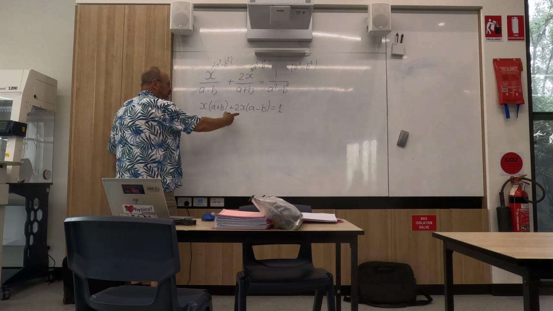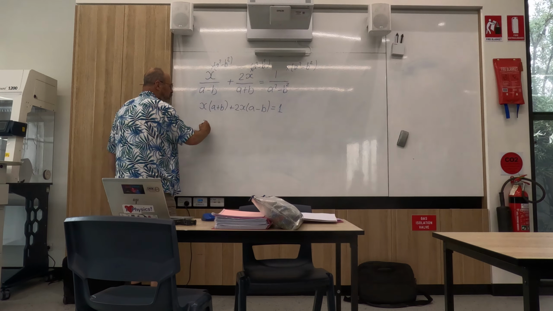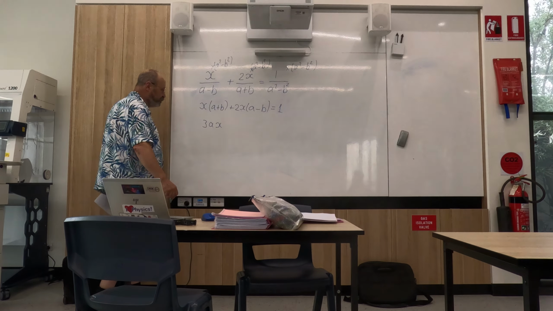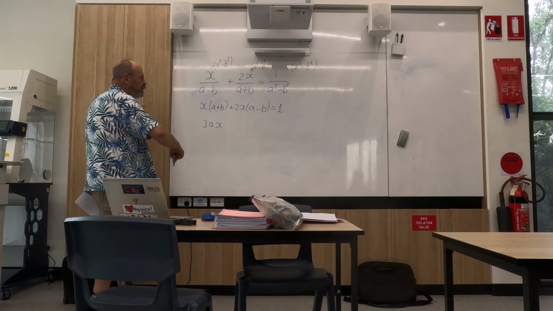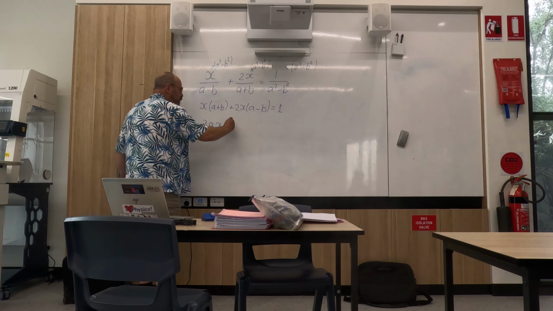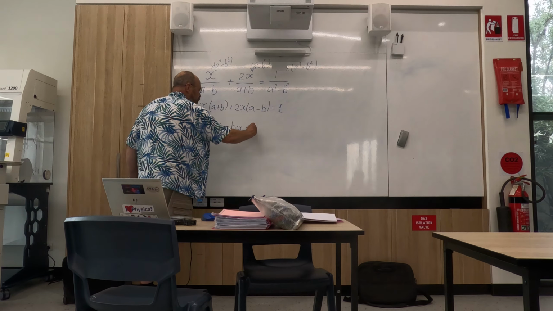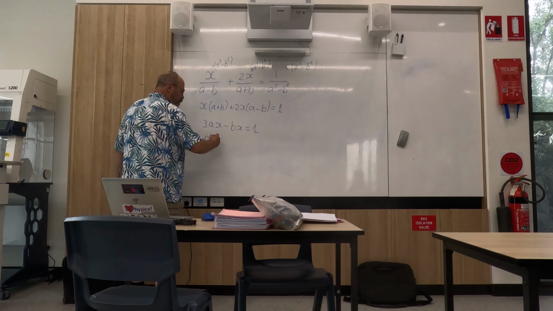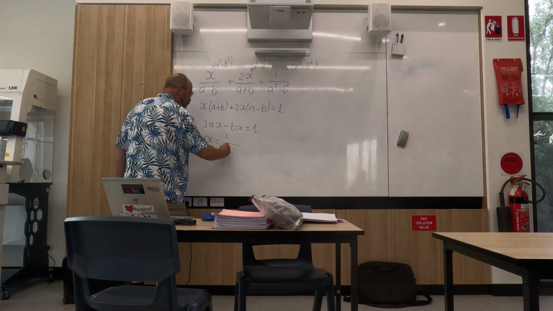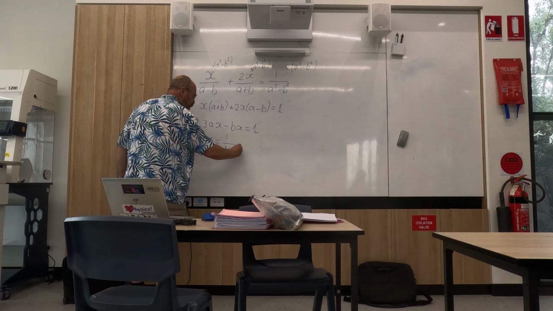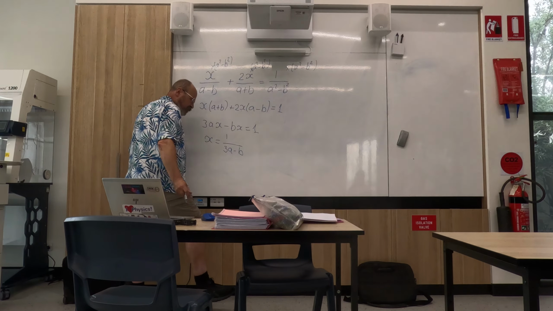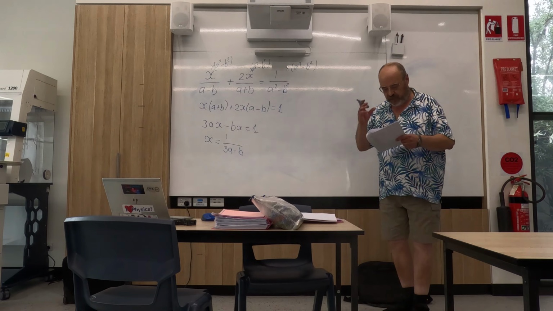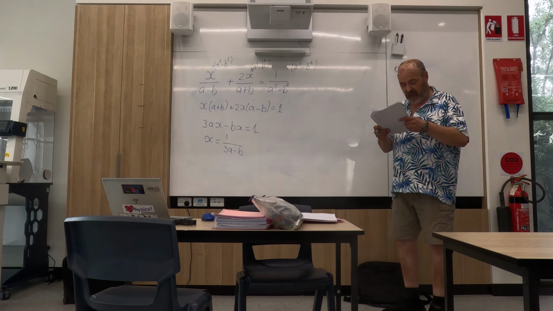If we expand and collect like terms, we will have 3ax plus bx minus 2x minus bx equals 1. Take x as a common factor, and we get x equals 1 over 3a minus b. Make sense? So pretty straightforward.